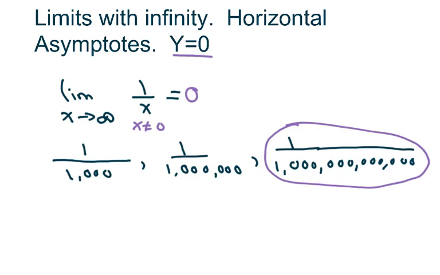Now the same thing could be said for the limit as x approaches infinity of 1 over x squared. That's going to equal 0, because that's going to get even smaller faster. And you can do 1 over x cubed and so forth. So let's look at some more.